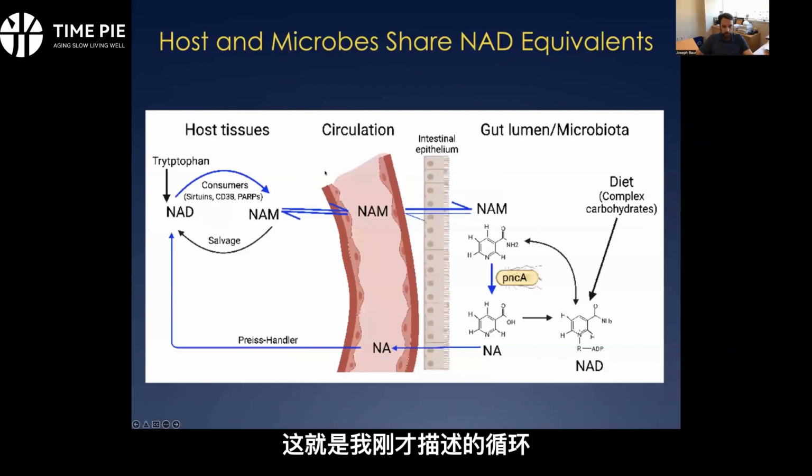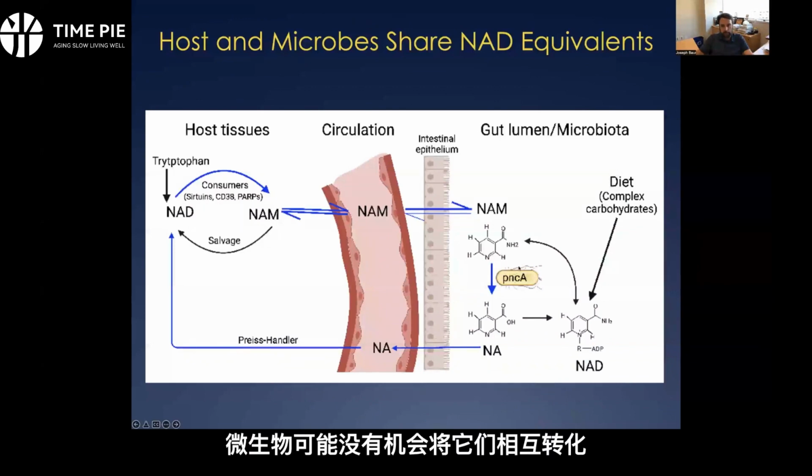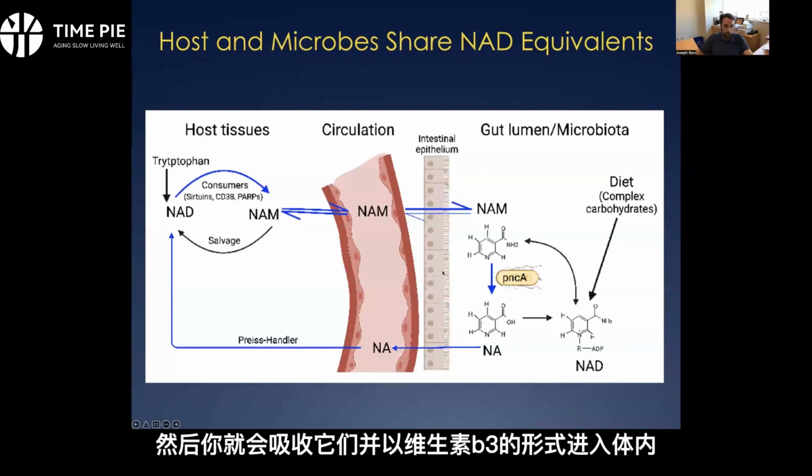And so this is the cycle that I essentially just described. Conventionally, we think that nicotinamide or nicotinic acid come from the diet, and the microbes might get a chance to interconvert them while they're in your gut lumen, and then you would just absorb both and have them in the body as vitamin B3.